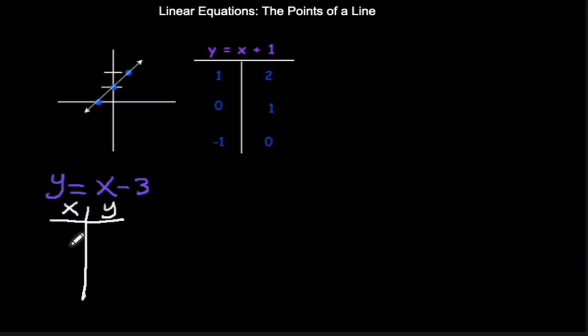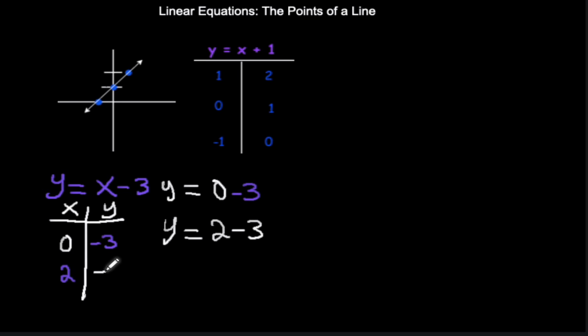All right, so let's say that our first value for x is 0. So we'll plug in 0 for x to get y, and that's y equals 0 minus 3, which is equal to -3. And then let's say that you have the value 2 for x. So substituting, we have y equals 2 minus 3, which is equal to -1.